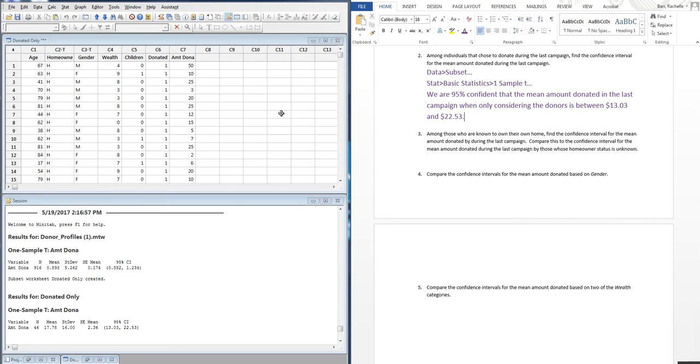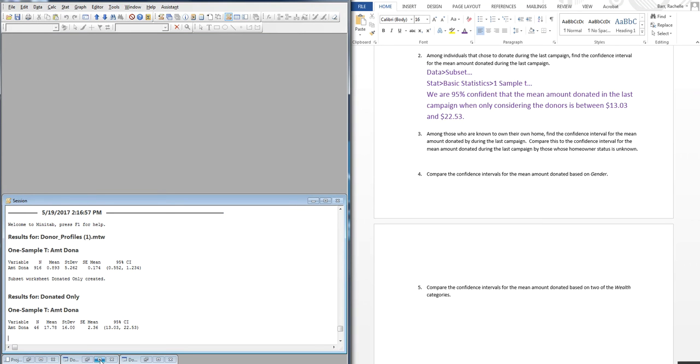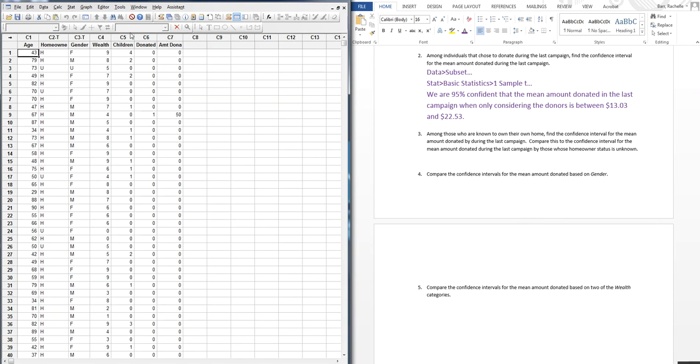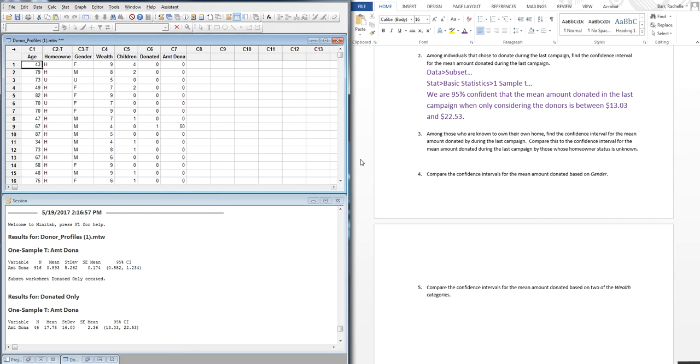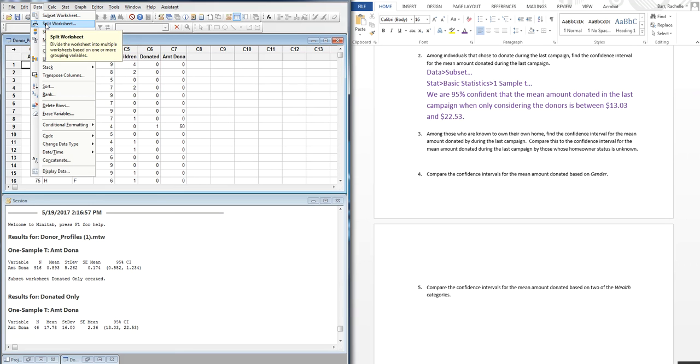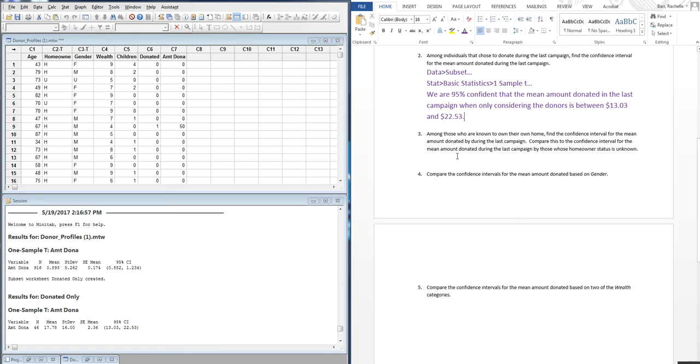So I'm going to get rid of my donated only set, and bring up my original donor profiles. And then I'm going to have to tile this again so it shows up right. So this is my original data, and I want to look at both people who own a home and those who don't. Since I'm going to have to do this twice and pull more than one thing off my data set, instead of using subset, I'm going to use the other option, which is called a split. It's going to produce 2 worksheets for me. So we're going to go to Data and then Split.